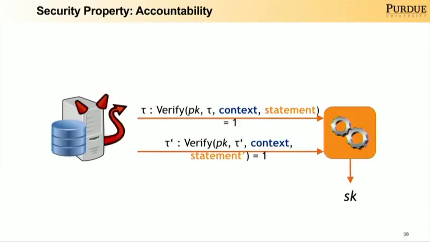However, with another caveat: let's say it makes two conflicting statements. So you can see on the slide that I'm keeping the context the same, but I'm changing the statement. And in that case, the private key pops out. Okay, so that's the property that we want.